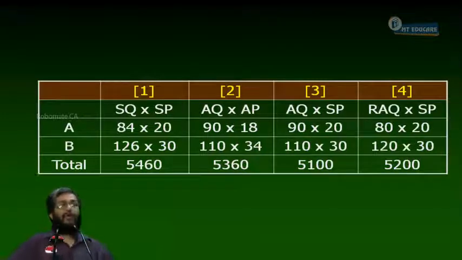Point B or C? C. SQ is standard quantity in standard mix. And AQ is actual quantity in actual mix.